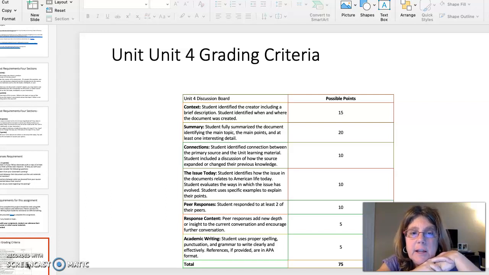The issue today. Student identifies how the issue in the document relates to American life today. Student evaluates the ways in which the issue has evolved. Student uses specific examples to explain their points. My comments, how many points out of 10?